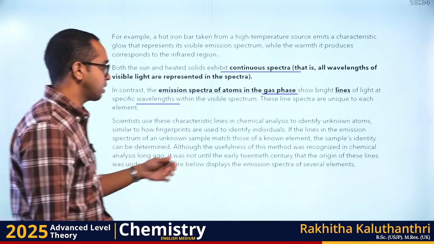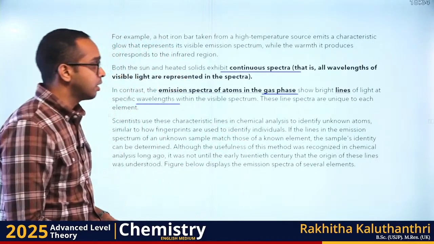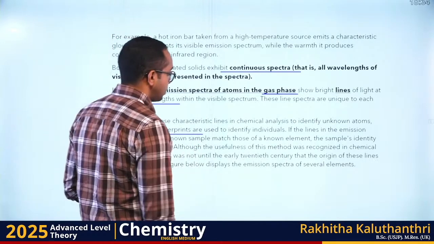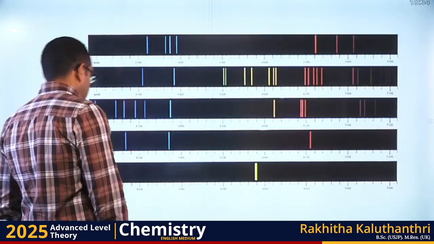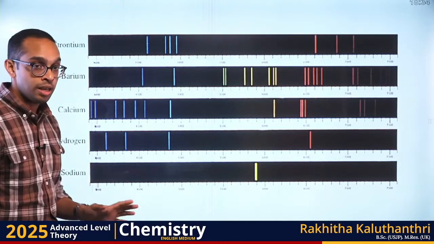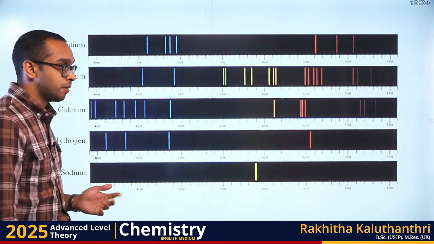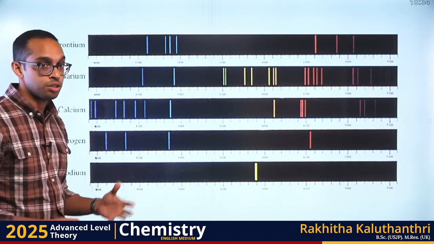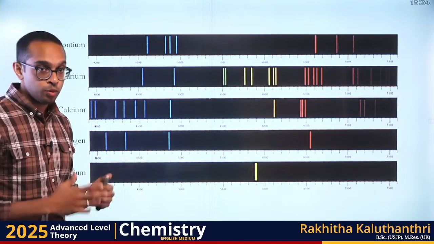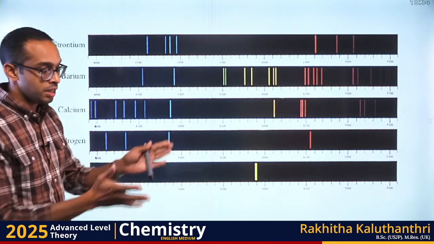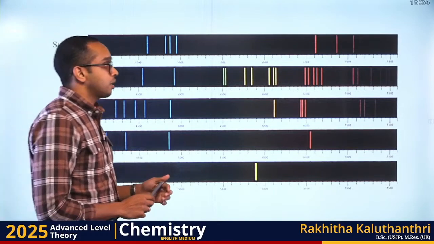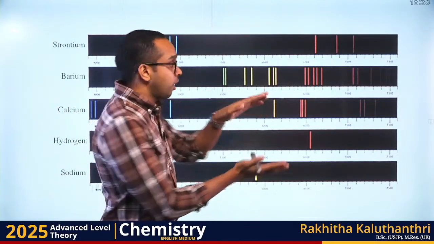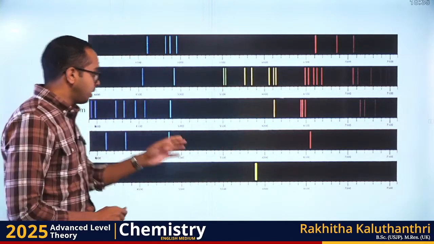Scientists use such characteristic lines in chemical analysis to identify unknown atoms, similar to how fingerprints are used to identify individuals. So students, for each element, if you analyze their emission spectra by taking, for example, a gaseous sample of hydrogen, when you provide it with energy and analyze the radiation that comes out, you actually have a section of the radiation that falls within the visible light region, and that region is going to be visible to us.